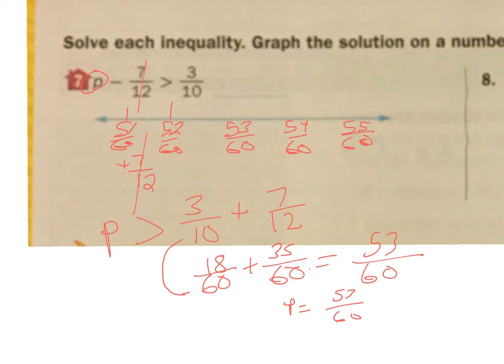Now, we want to graph it. P is, oh, I did this equal. I hope some of you caught that. It's not equal, it's greater than. Now, this one is equal because I was adding those up. That plus that does equal this. But the P is greater than this. So I go to 53/60ths, and I do a circle because it's greater than, not equal, and P is greater than it. So I go like that. Okay? Cool. Tricky. Got to remember how to add fractions.